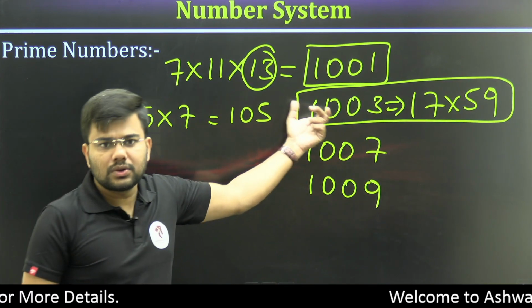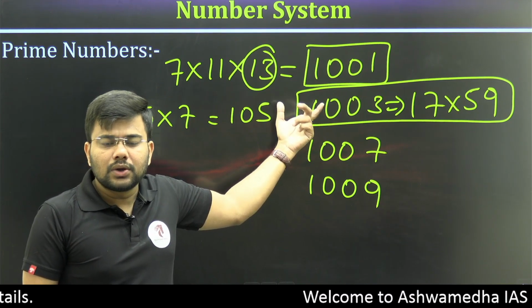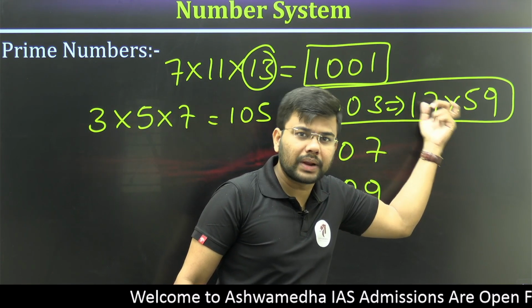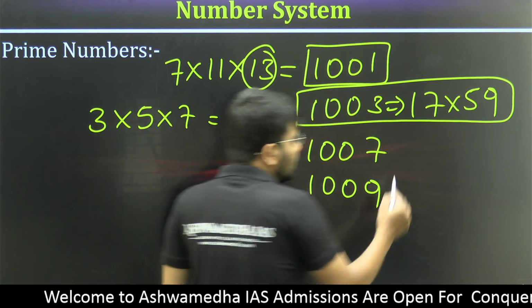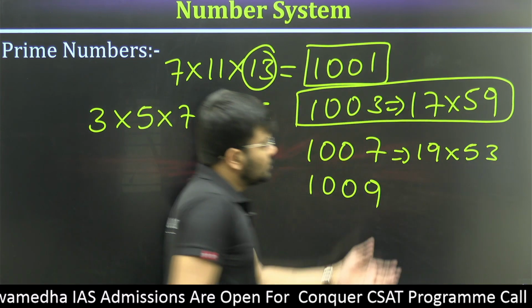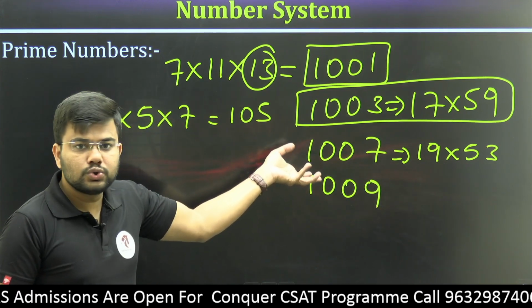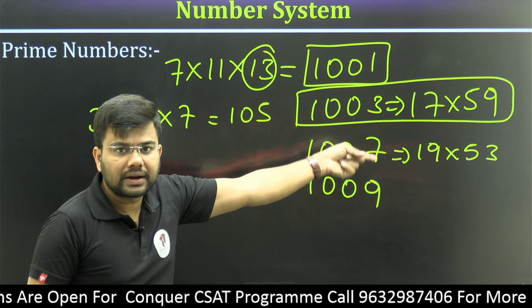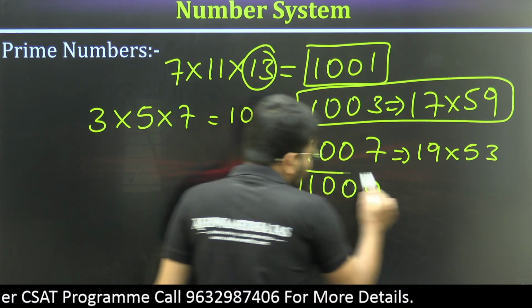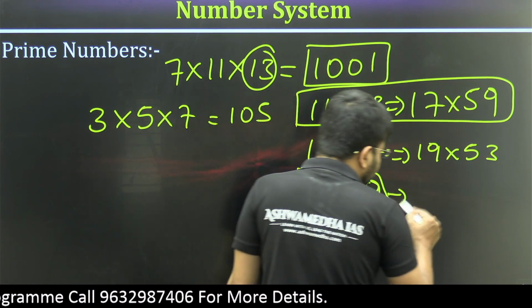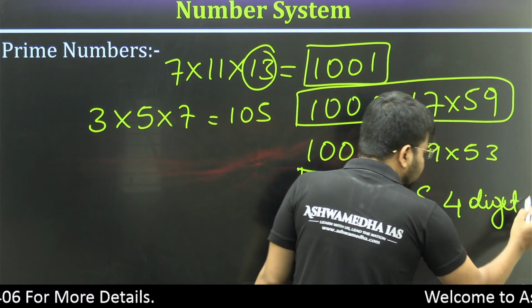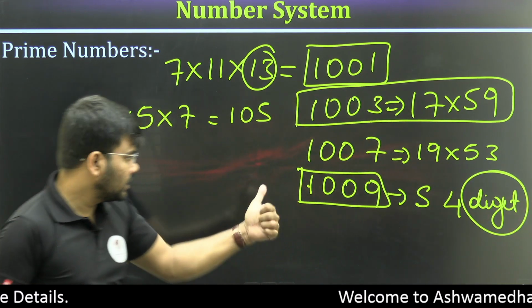So, you should be knowing 1003. That is, 1003 factors are 17 and 59 because 17 and 59 are also prime numbers. Now similarly 1007 is 19 into 53. So in the examination all these numbers you should be knowing properly and those factors because the questions will be asked on these numbers. Let's see 1009. 1009 is the smallest 4-digit prime number.